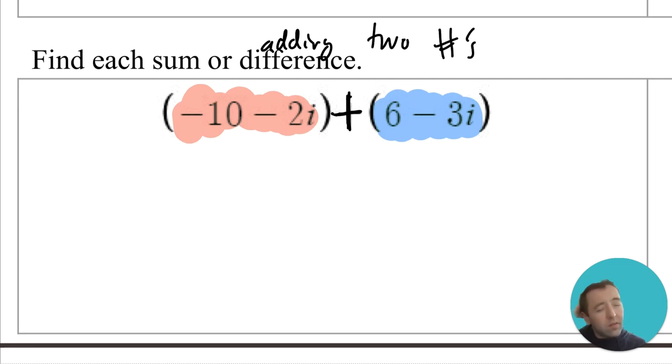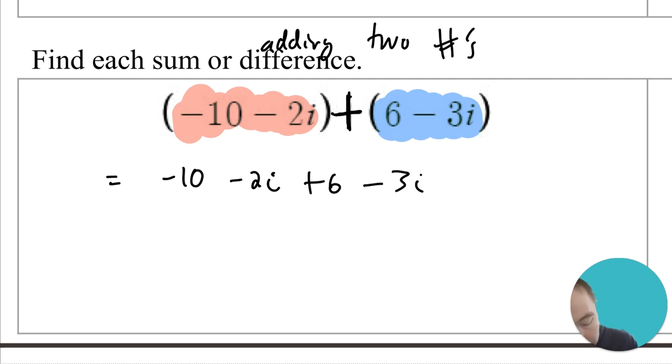So when you're plussing, you're just adding stuff together, right? So we really just need to combine like terms. In actuality, the parentheses are pretty much useless other than emphasizing that you have 2 different numbers. So it's literally equivalent to just -10 minus 2i plus 6 minus 3i. And then you can just combine the like terms, and you'll want to put the real stuff together and then the imaginary stuff together.